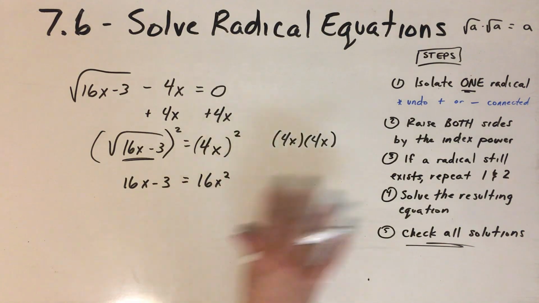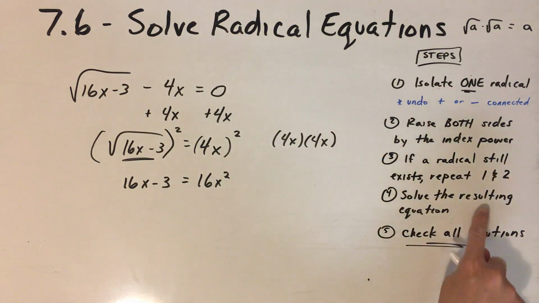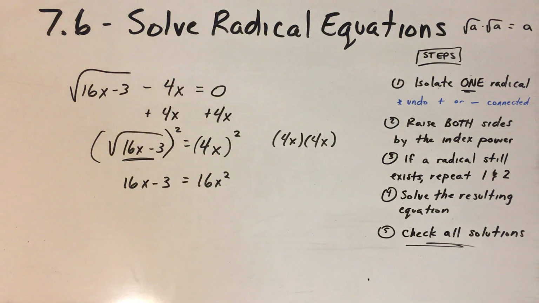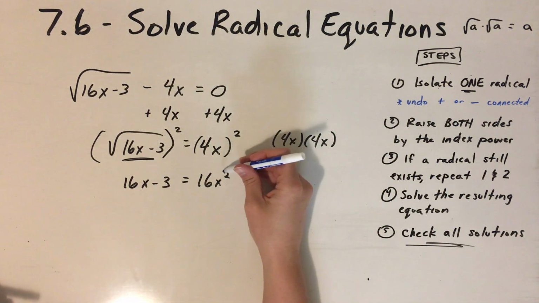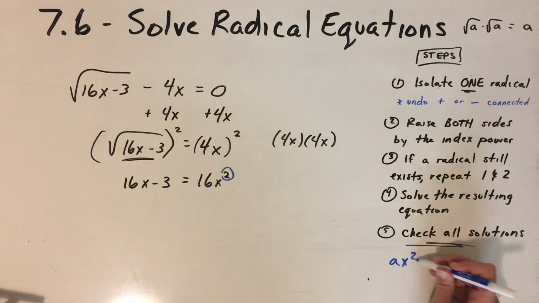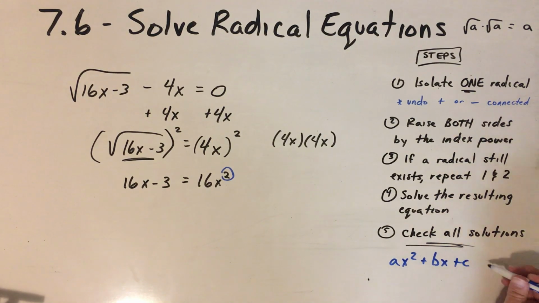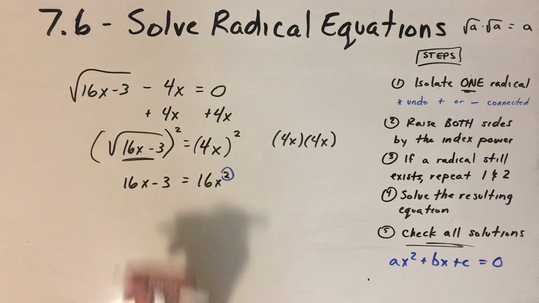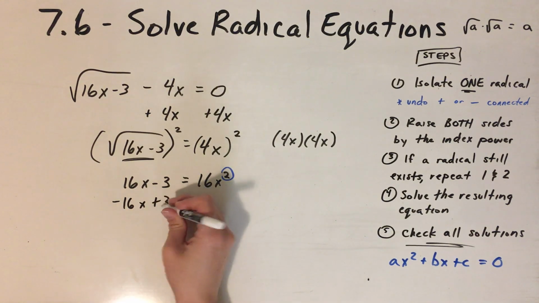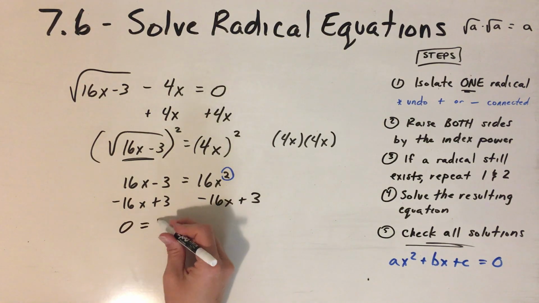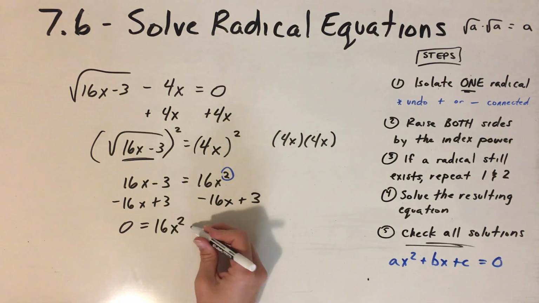Now I don't have another radical, so I'm going to skip step 3, but I need to solve this resulting equation. How do I know what I'm doing with this? Well, because this equation has a squared term, I want to get everything on one side equal to 0, because I'm going to have to factor here. Again, that's because this is a squared term. So I'm going to subtract the 16x and add the 3 on both sides. So I'll get that 0 is equal to 16x squared minus 16x plus 3.